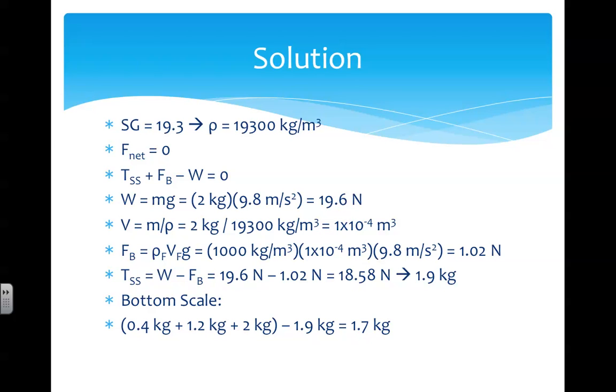negative 1.9 kilograms on the scale. So adding them all together, we get 1.7 kilograms. So the bottom scale only reads 1.7 kilograms.